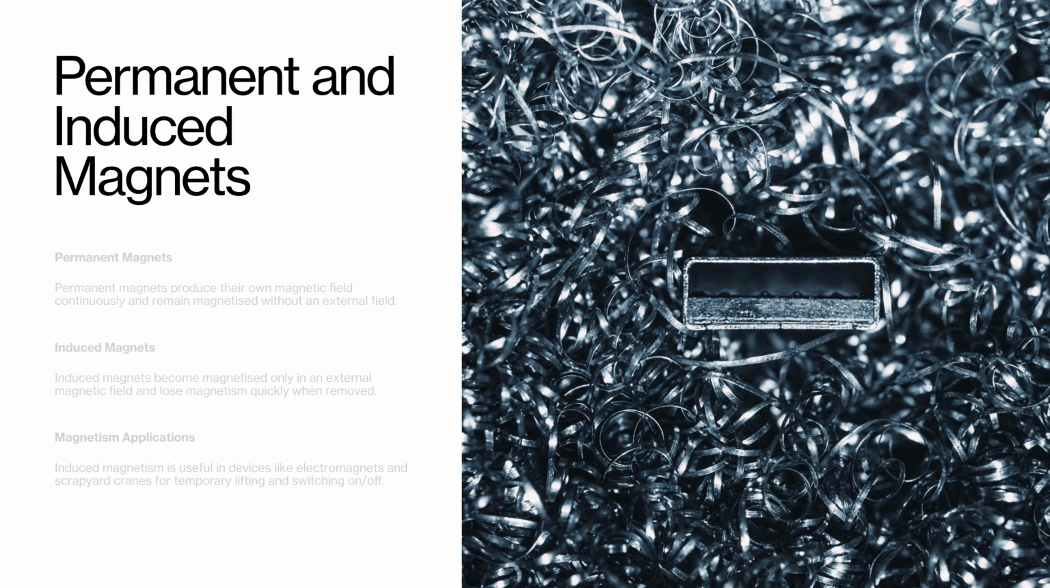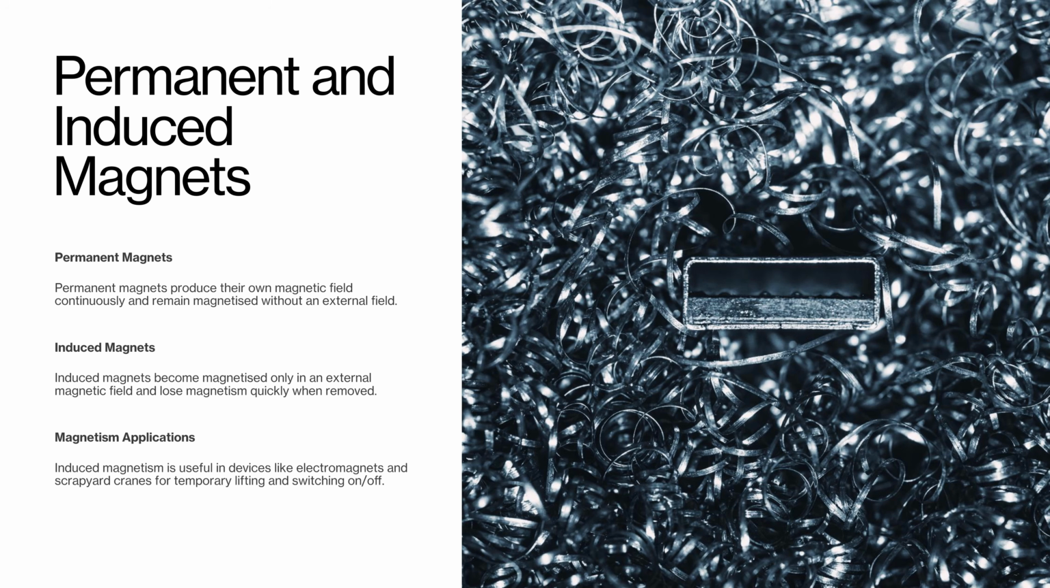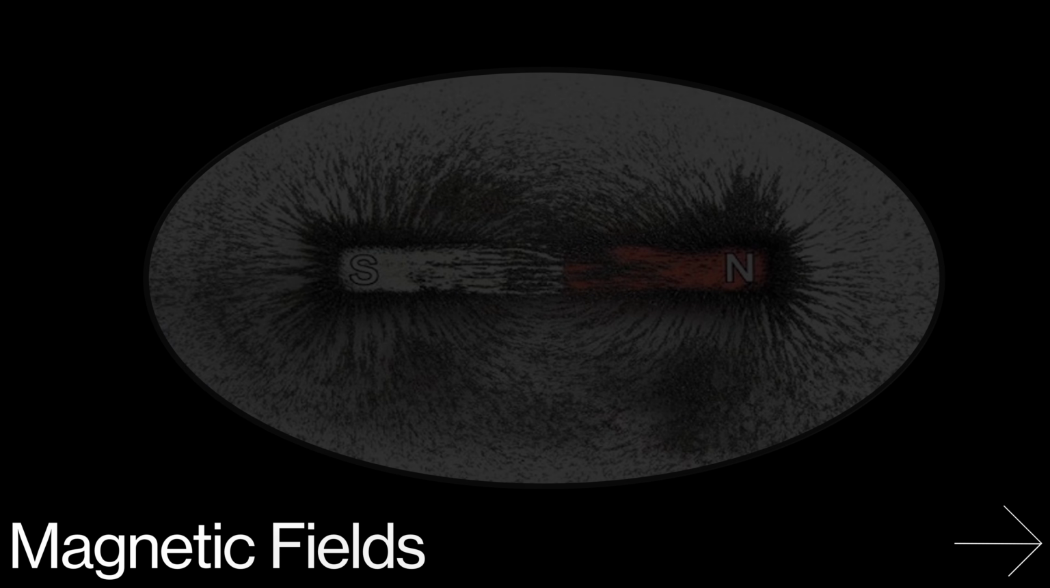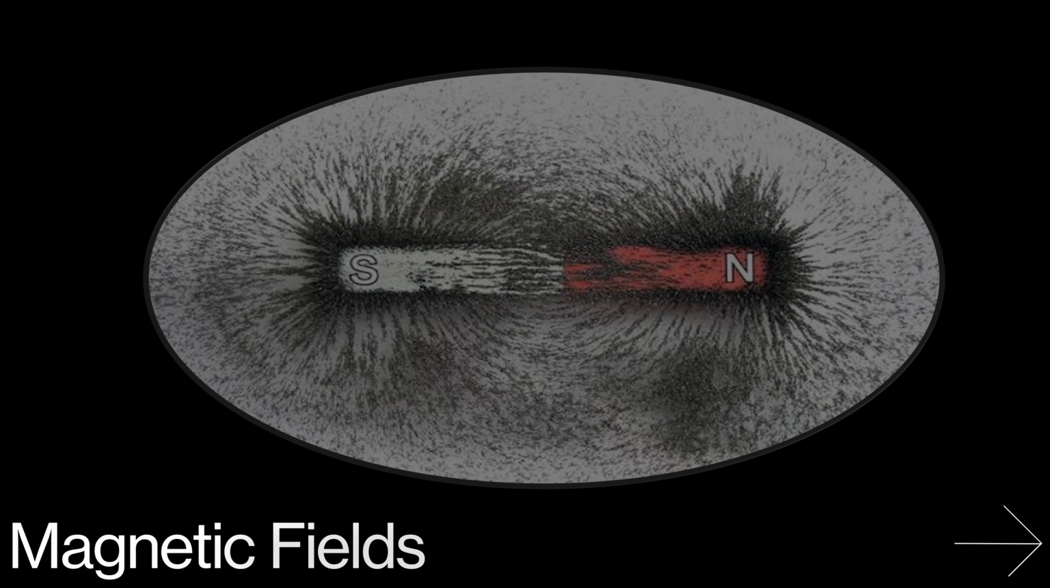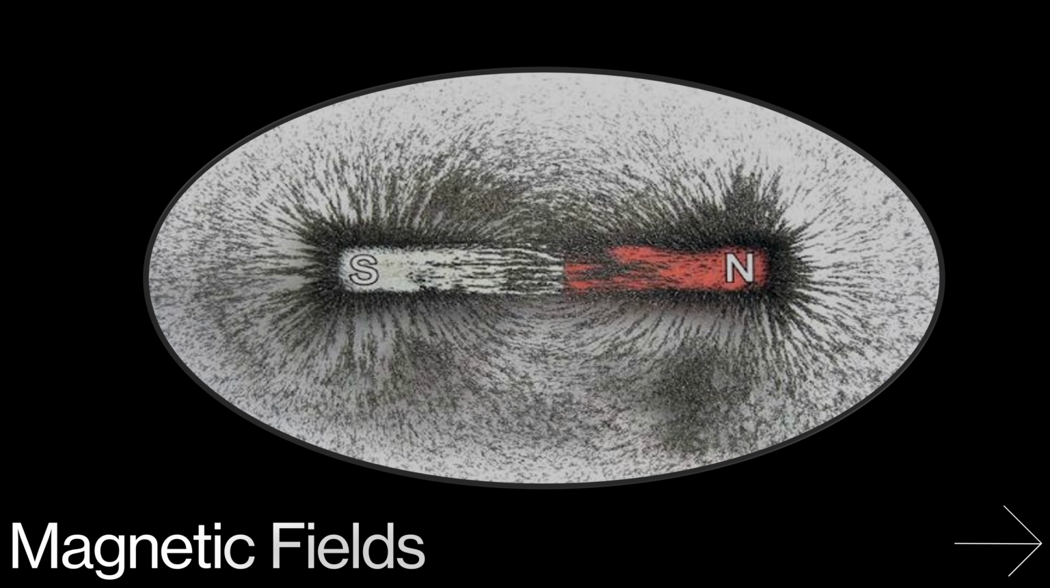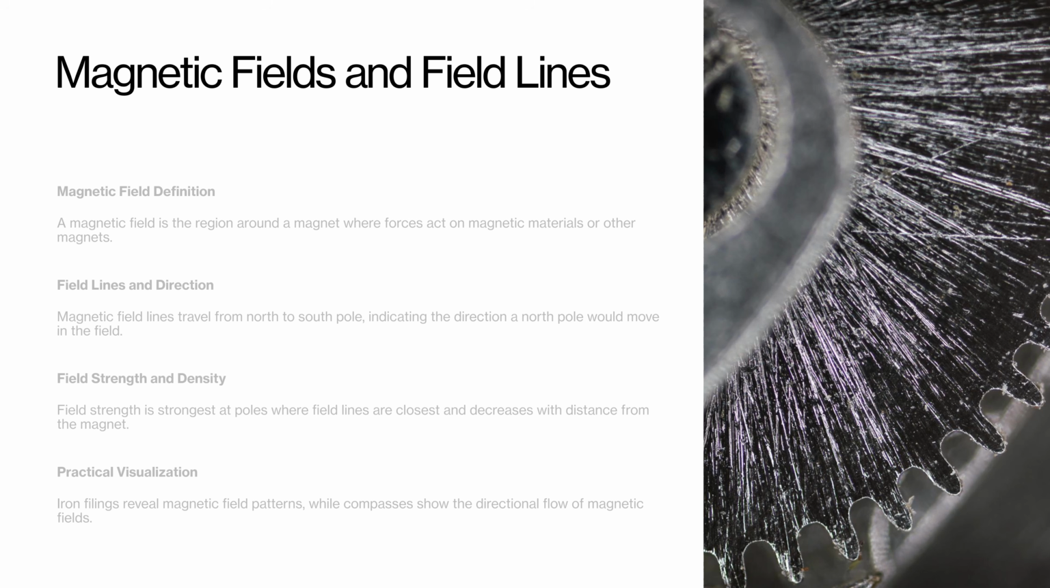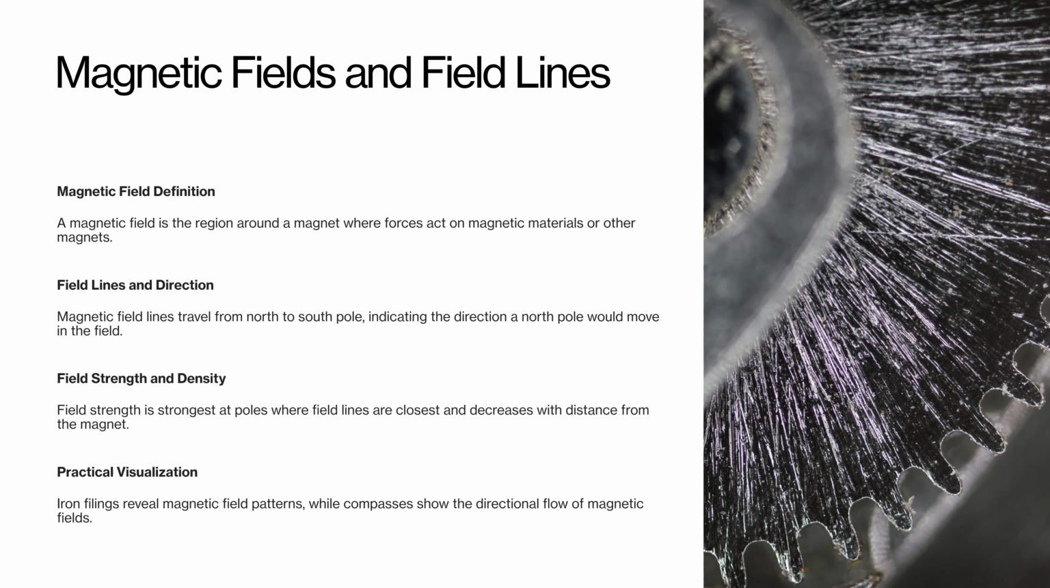Magnets are divided into permanent magnets and induced magnets, which differ by how they produce magnetic fields, whether they can repel, and how long their magnetism lasts. A magnetic field is a vector field near a magnet, electric current, or changing electric field where magnetic forces can be observed. Magnetic fields surround magnets and can exert forces on magnetic materials. Field lines represent these forces, moving from the north to the south pole. The closer the lines, the stronger the magnetic field.